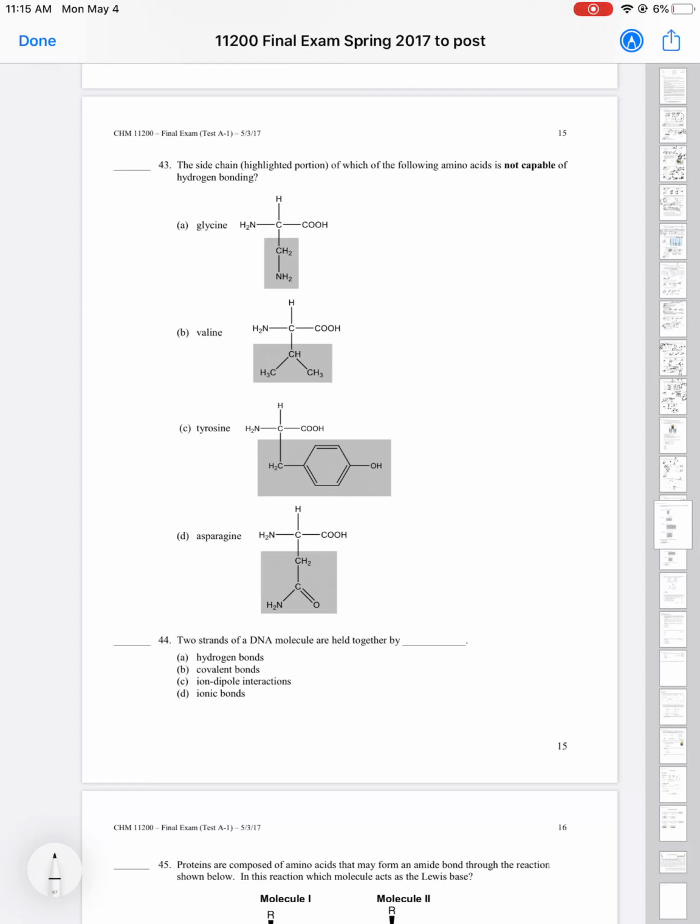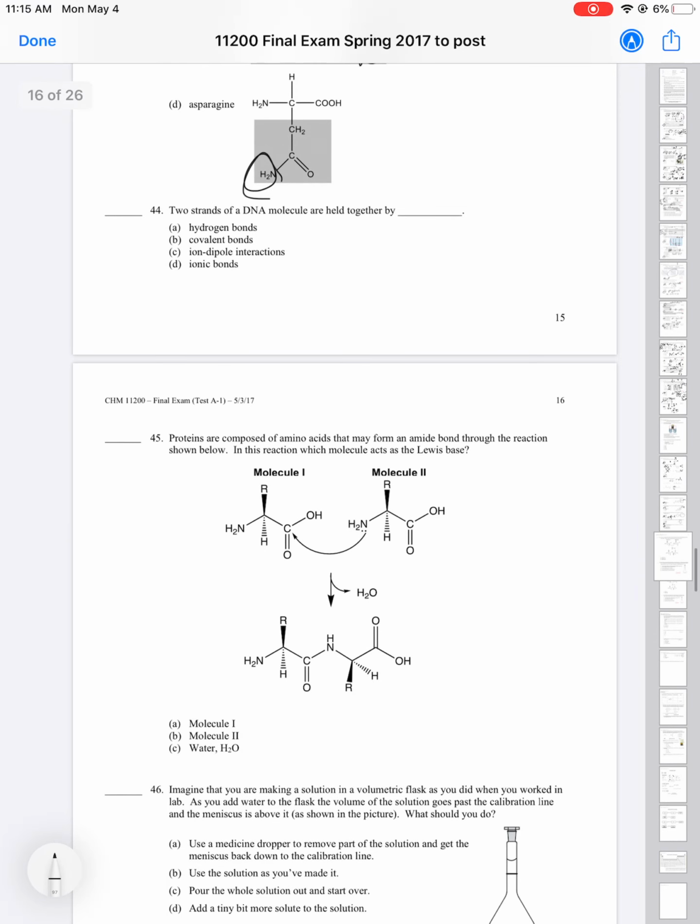The side chain is not capable of hydrogen bonding, so remember, hydrogen bonding is NH, FH, or OH. So we have NH that can hydrogen bond. CH, remember, that's no hydrogen bonds there. There we have an alcohol, so that works. And we have our H2 there attached to an N, so that works. So B is our answer.